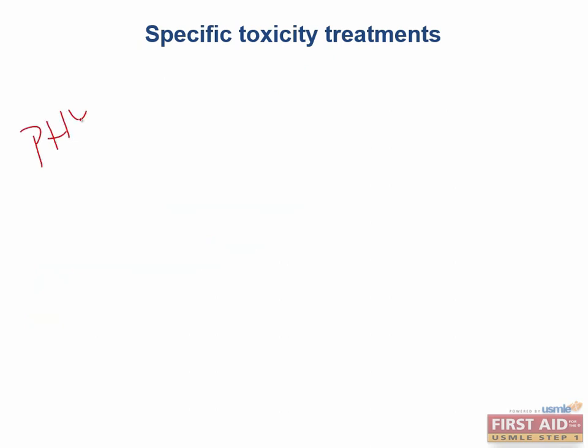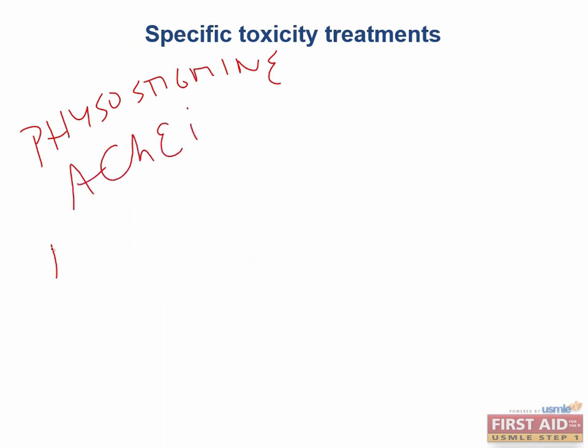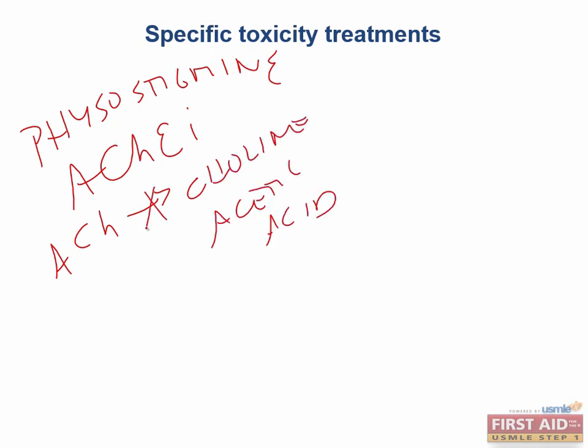It's given to help pull the organophosphate off of the acetylcholinesterase enzyme. Now, physostigmine is a temporary acetylcholinesterase inhibitor. It prevents the breakdown of acetylcholine into choline and acetic acid. Now, why in the world would we want to give this drug? It sounds dangerous, right?